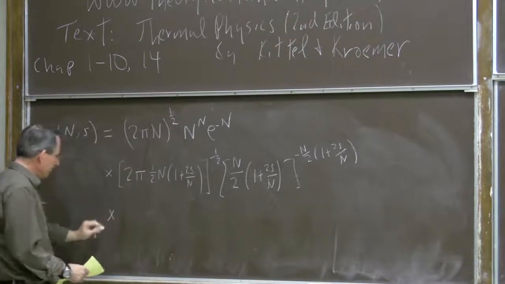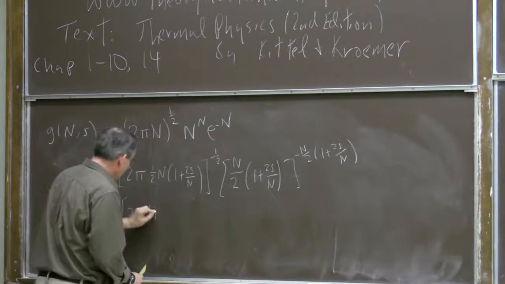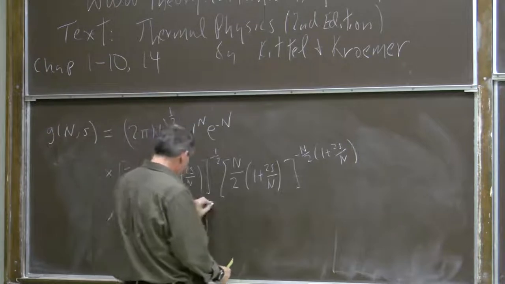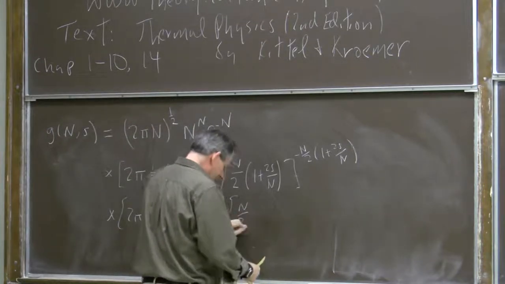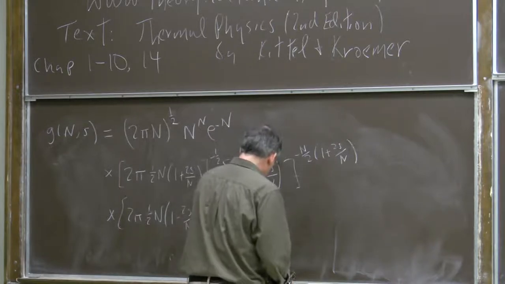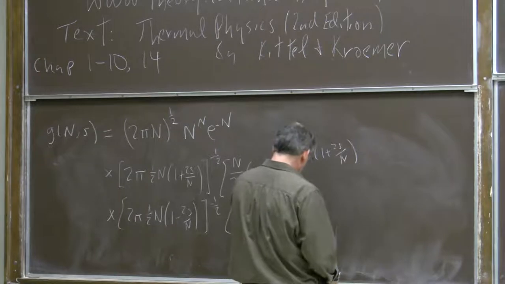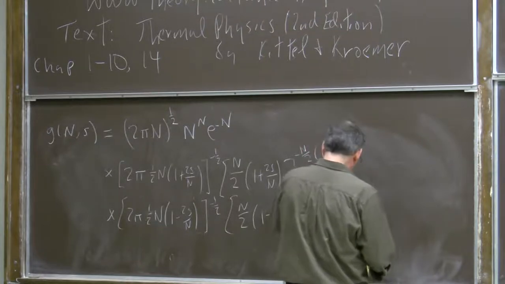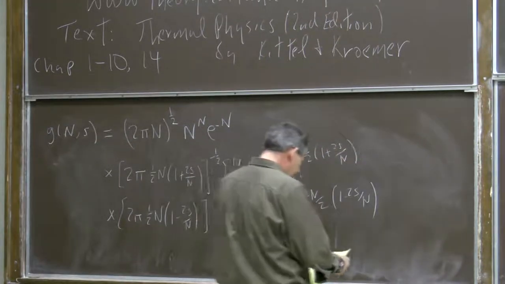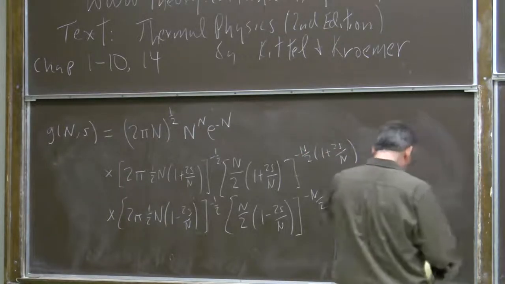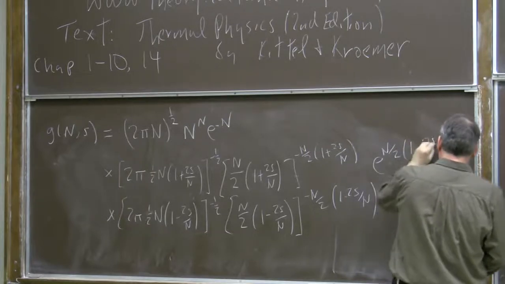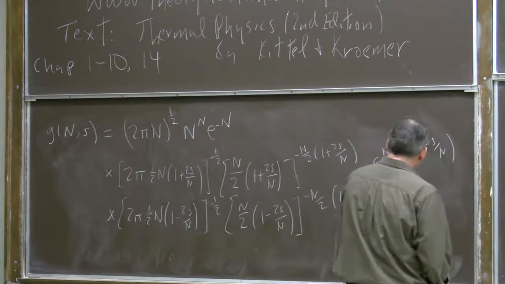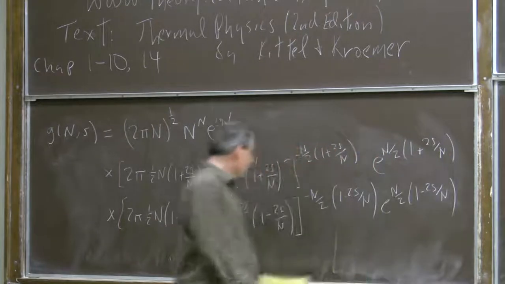And then for the other factor in the denominator, 2 pi, 1/2 n, (1 minus 2s over n) to the minus 1/2, (n over 2)(1 minus 2s over n), raised to the power, because it's in the denominator, minus (n over 2) times (1 minus 2s over n). Except I guess I also forgot the exponential, which here would be e to the (n over 2) times (1 plus 2s over n), and here would be e to the (n over 2), because it's in the denominator, (1 minus 2s over n). Now we need to multiply together all these factors.